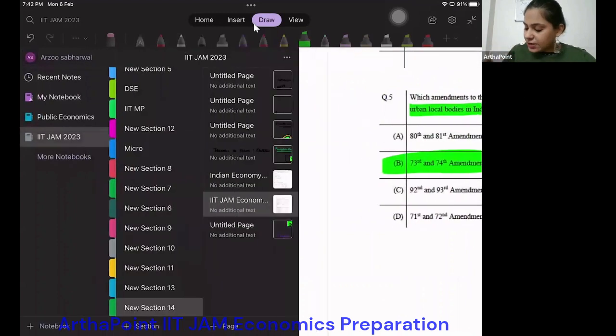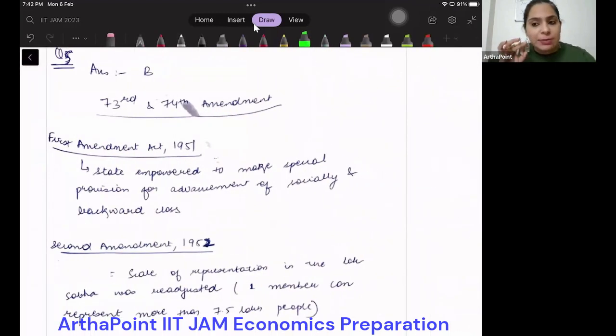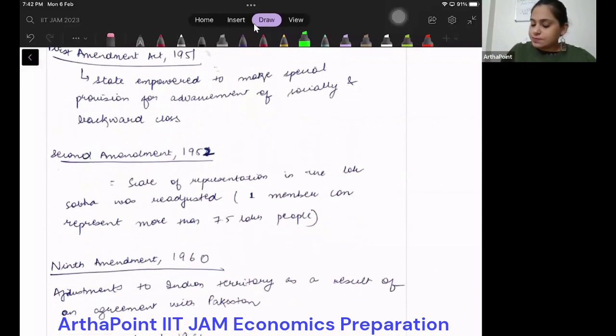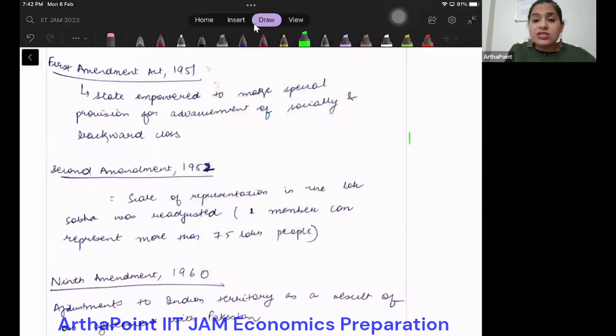What I have done is I have written all the important amendments that I think are important from any exam perspective. I'll just quickly take you through those amendments first and try to see for yourself, try to memorize these as we go. And at the same time, I will share these notes, of course, with you.